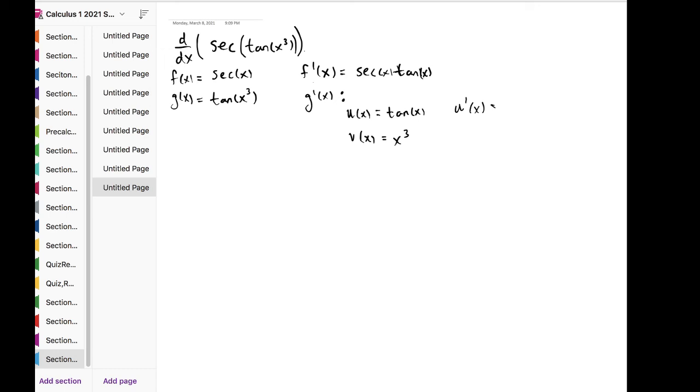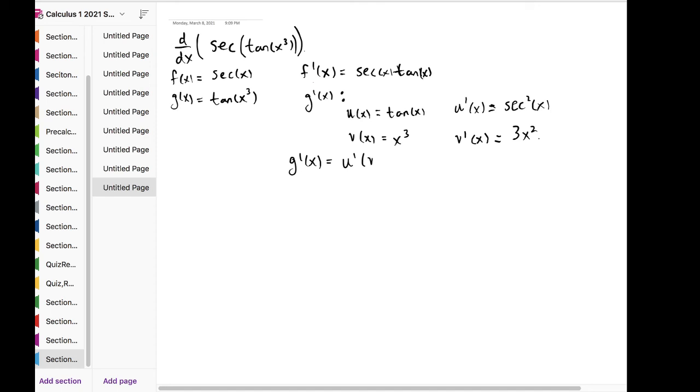Derivative of tangent. So you don't remember, it's fine. This is secant squared. And then v prime is what? X squared. So now g prime of x is equal to u prime of v of x times v prime. That's the derivative of this new composition.